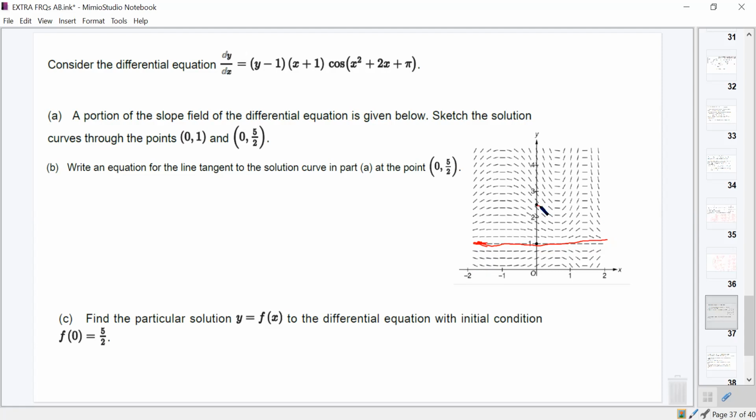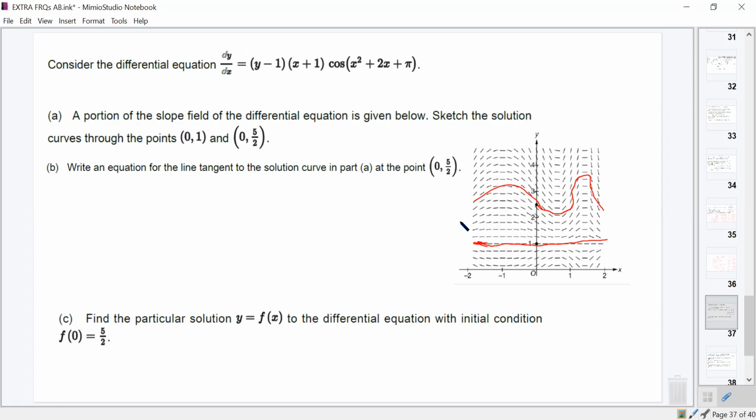0 to 5 halves should just look something like this. Mine's not super great looking there, but generally something like that. Everybody good with that? And that would be worth 2 points most likely.